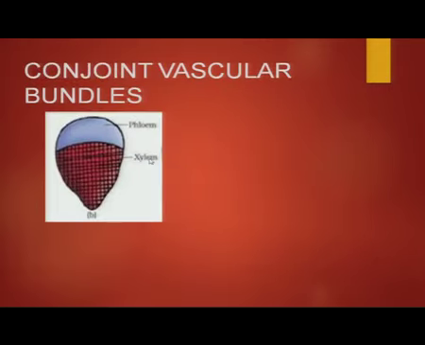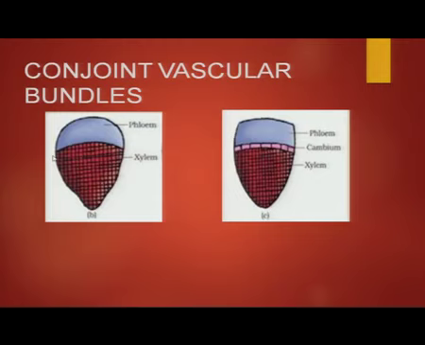Conjoint vascular bundles are where xylem and phloem both are joined together. These two are conjoint vascular bundles. Can you see any difference between these two? Yes, here the cambium is present and the cambium is absent here.